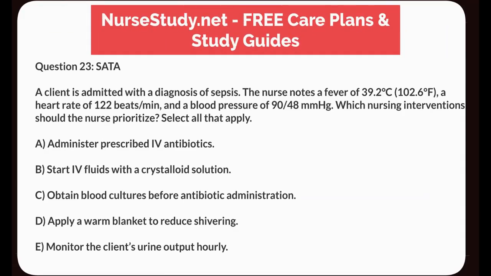Question 23, SATA. A client is admitted with a diagnosis of sepsis. The nurse notes a fever of 39.2 degrees Celsius (102.6 degrees Fahrenheit), a heart rate of 122 beats per minute, and a blood pressure of 90/48 millimeters of mercury. Which nursing interventions should the nurse prioritize?